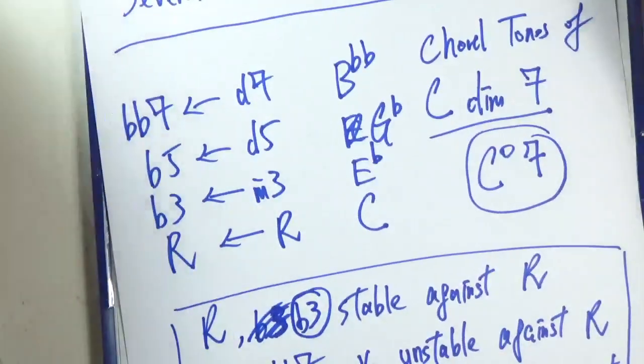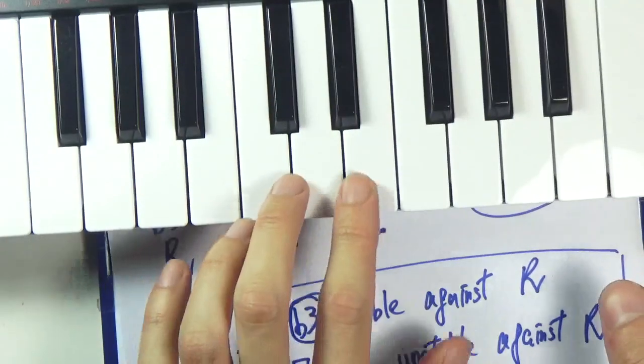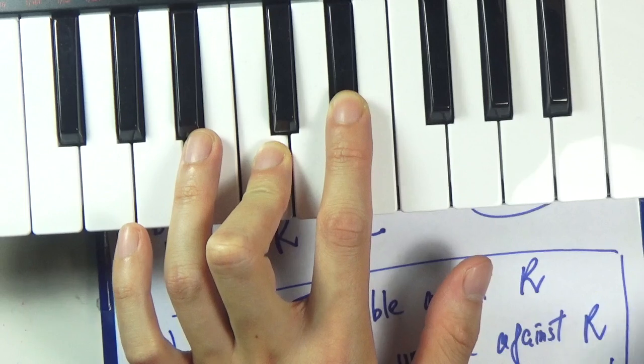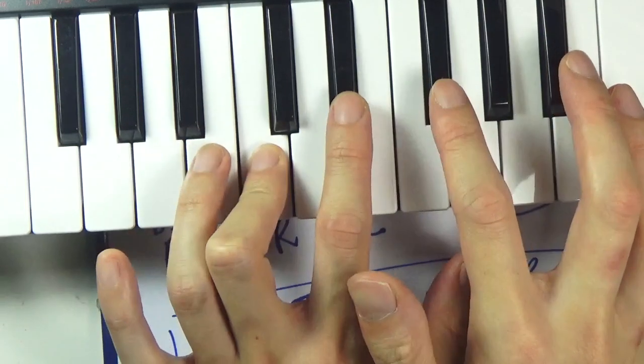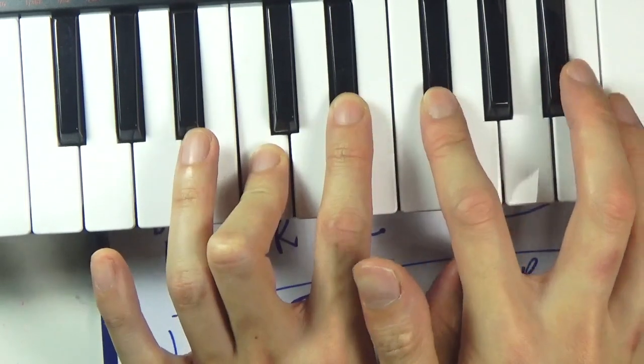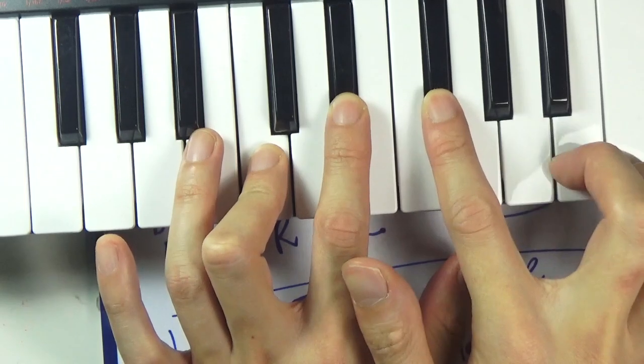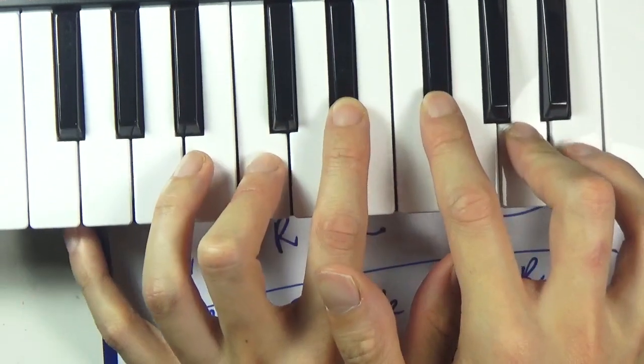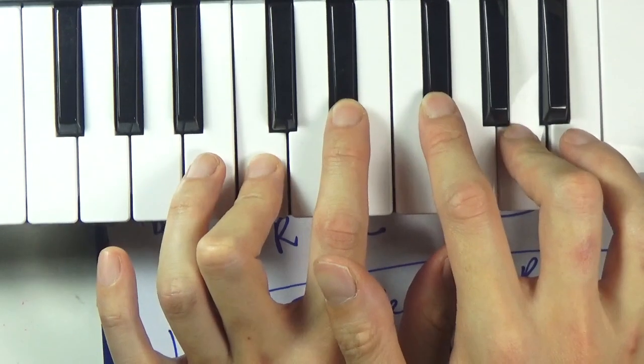So let's take a listen. Let's do C diminished. So you have C, E flat, and then you have this, your diminished triad, right? And then you have your B double flat, so that's this one. So that's very dissonant sounding.